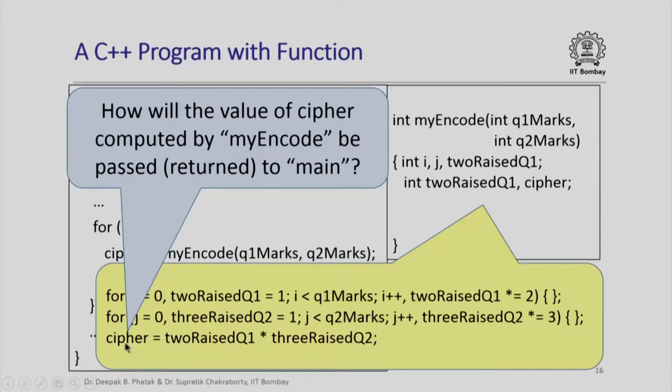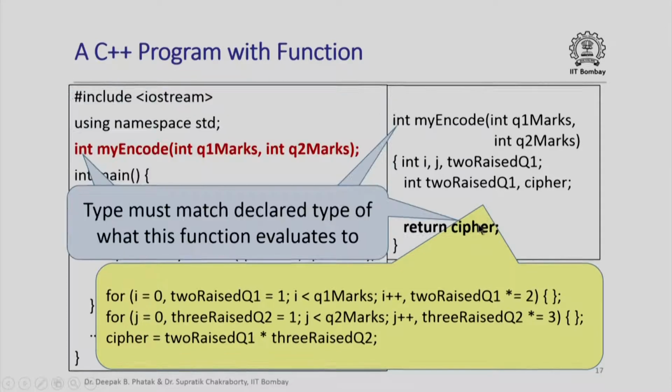Well, so my encode computes cipher, but then we wanted this value to be passed or returned back to main. How do we do that? We do that by this special statement called return cipher. So now you see that this return statement is really needed to say go back to the calling function and give it the value cipher that I have computed over here. Of course, the type of the returned value must match the declared type of what this function evaluates to. In this case it is an integer.